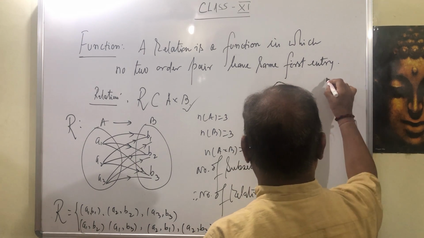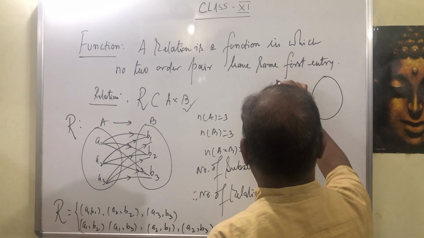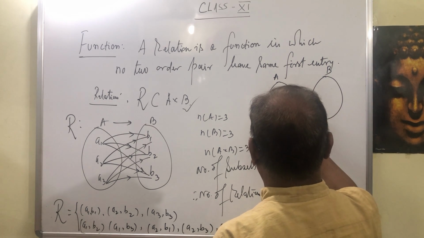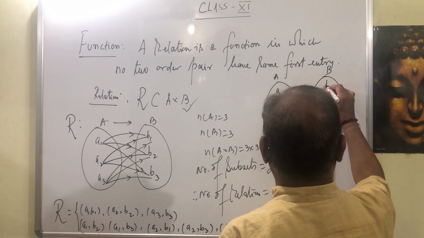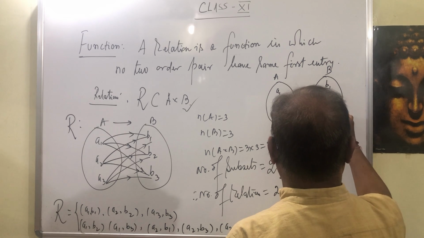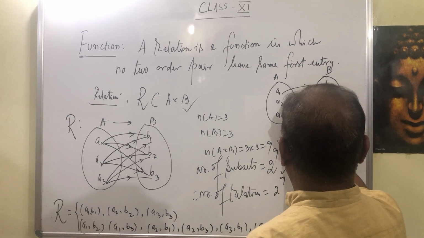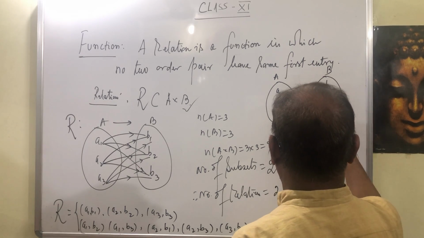This is set A, this is set B. Set A is having elements A1, A2, A3. Set B is having elements B1, B2, B3. Now here I am going to write like this. A1 goes to B1, A2 goes to B2, A3 goes to B3.